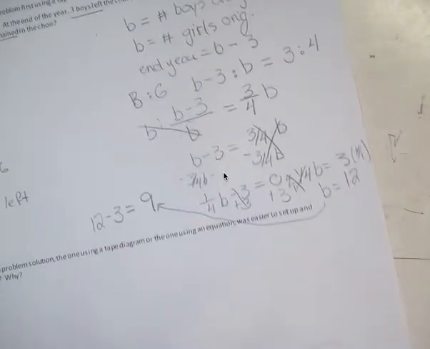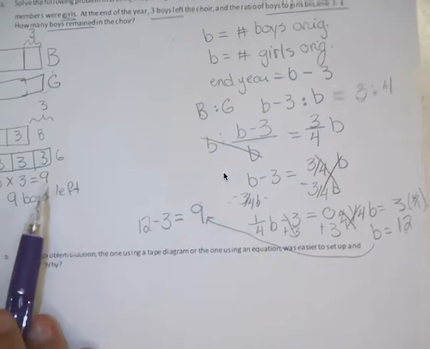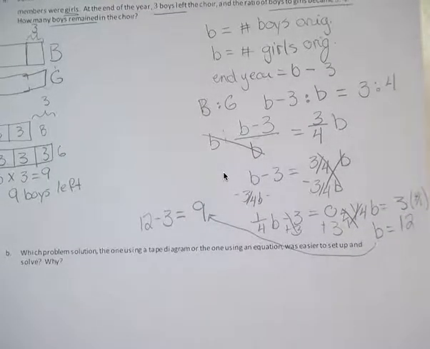Okay, we're going to move on to part B. Which problem solution, the one using the tape diagram, so this stuff, or the one using the equations, was easier to set up and solve, and why? You guys could have many different answers. It might be easier for you to use the picture because it makes more sense to see it visually. Might be easier for you to use the algebra because it's just easier for you to manipulate.